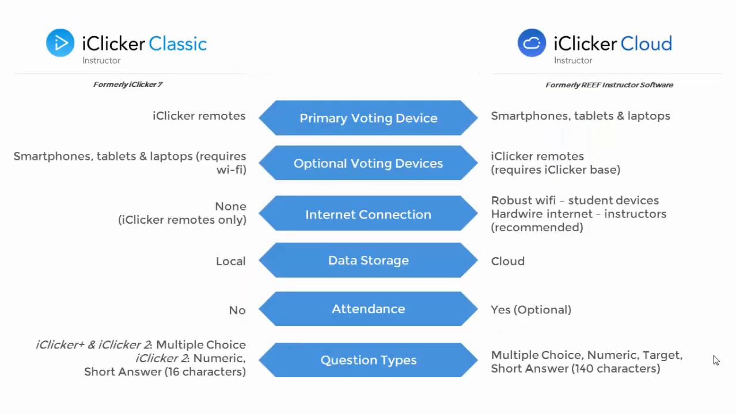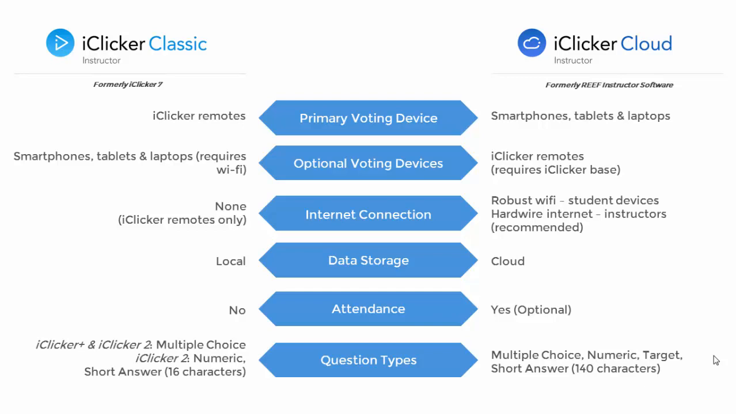iClicker Cloud and iClicker Classic share many similarities, though they are distinct in their own right. This chart lays out the differences between these two polling systems. With iClicker Classic, students vote primarily using iClicker remotes, while our cloud students rely on their smartphones, tablets, and laptops. However, we like to give you a lot of flexibility here. If you want to allow students to use mobile devices to respond to polling questions, all you need to do is enable Reef polling in your Classic class, which I will demonstrate for you later in this video.